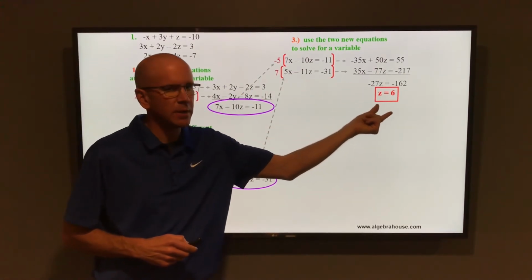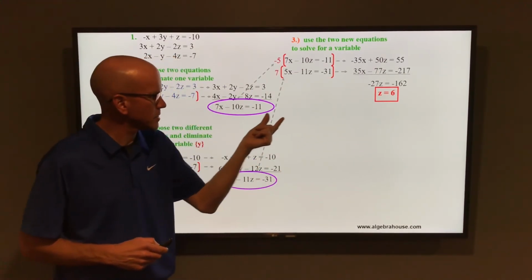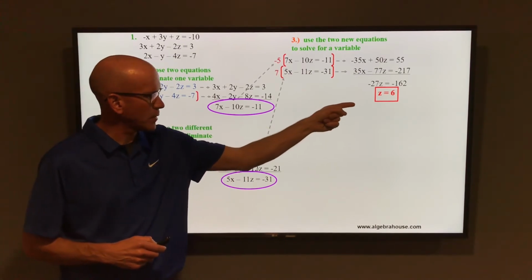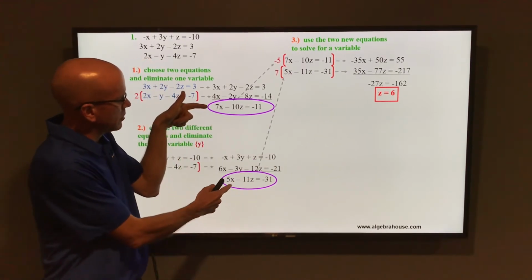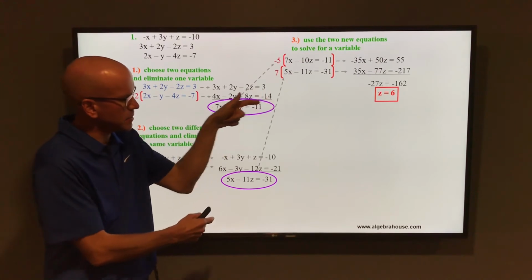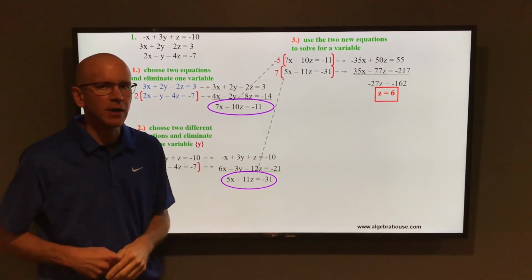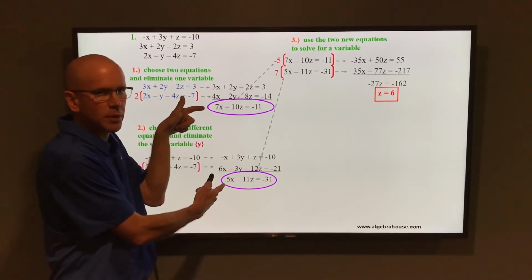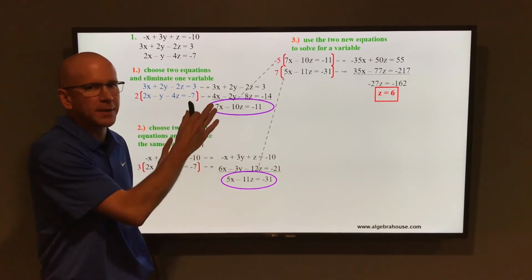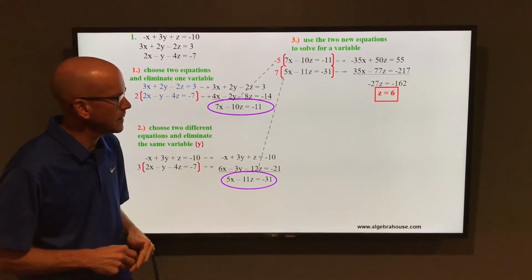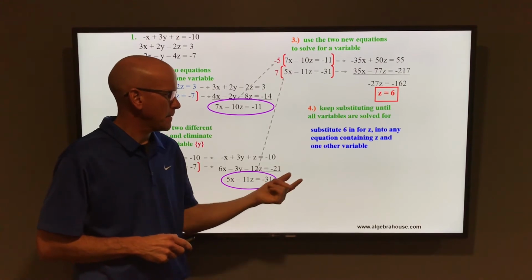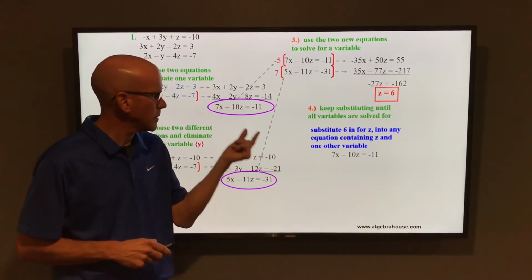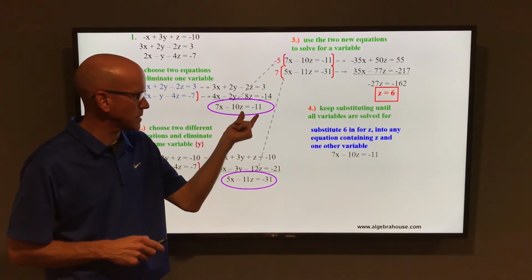As soon as I know the value of one of the variables, I can start substituting in. So right there I know z is 6. I can go back to one of these two equations, substitute 6 in for z, and find the value of x. It does not matter which equation you use. Anything up here is open game to use at any time. So I'm going to take one of those two equations that are circled, that top equation, 7x minus 10z equals negative 11.